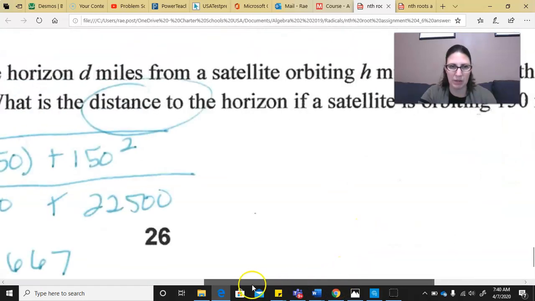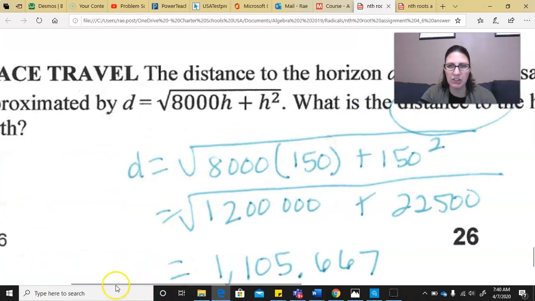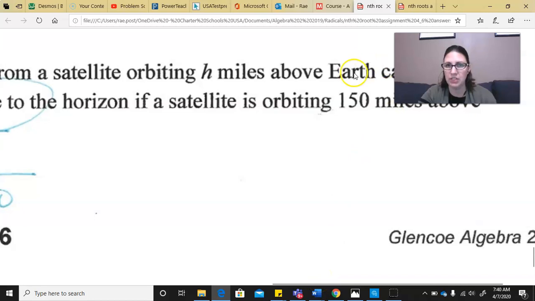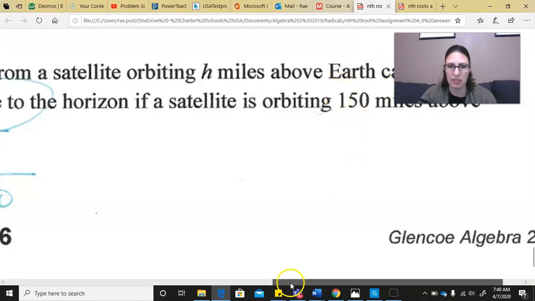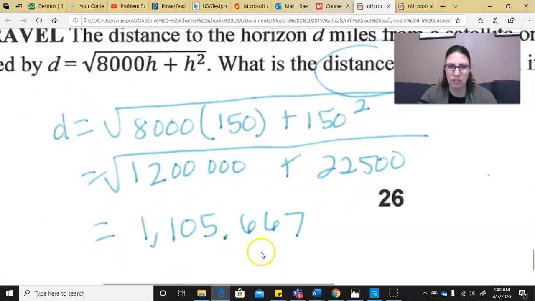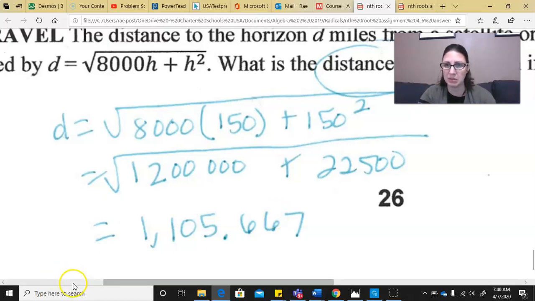And then the very last problem, same thing, your h they're giving you as 150. So 150 is your h. So you just plug that in, use substitution, use order of operations, and then take the square root, and you would get something like 1,105. Okay, 1,105, and that would be your final answer for this last question here if you attempted it. If you didn't attempt it, it's fine, but I'm just putting these problems out there so you guys can get as much practice as possible.